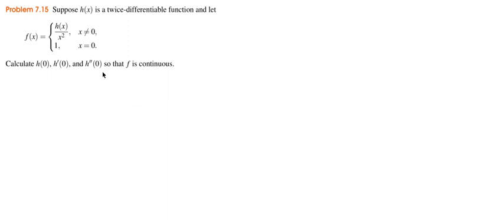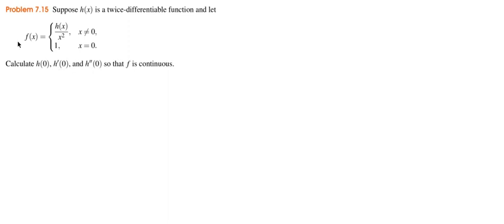Okay, problem 7.15. Suppose h is twice differentiable. That means that h prime and the second derivative, h second, exist. And let f of x be defined piecewise to be h of x divided by x squared when x is different than 0, and 1 when x is 0. The question is to calculate h at 0, h prime at 0, and h second at 0 so that f is continuous.